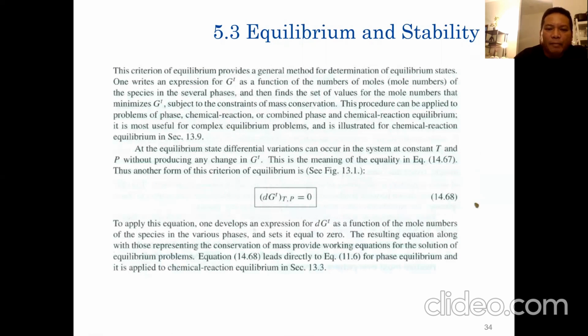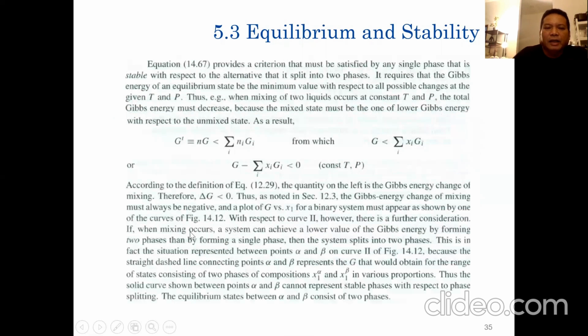I already told you this; you can read this. So the G total we can assume to be equal to the number of moles times the total G, then this should be less than the summation of all the number of moles times G here. From which G should be less than this, and then we got this expression here. Then it should be less than zero.